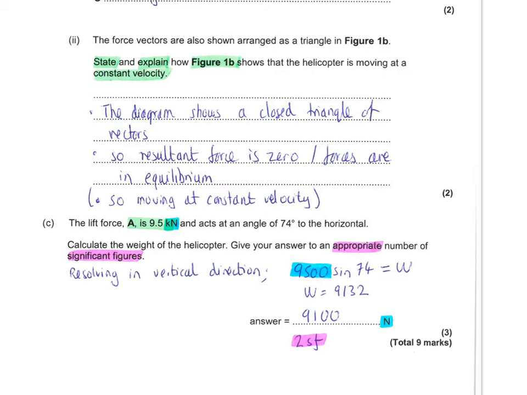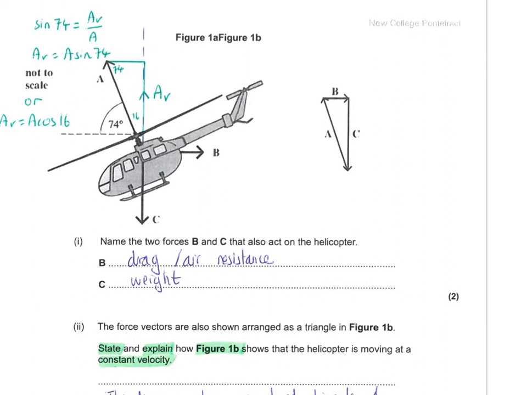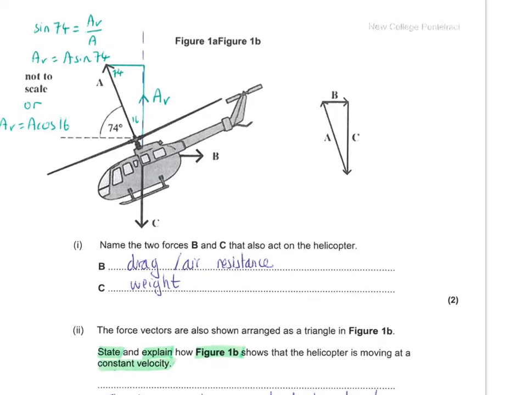Next, we're told the value of the lift force as 9.5 kilonewtons, and we're pointed to the angle that it's acting at, 74 degrees to the horizontal. We now need to calculate the weight of the helicopter. To do this, we need to resolve forces in the vertical direction. The drag will have no impact in the vertical direction whatsoever, so we only need to consider the lift and the weight. The vertical component of the lift will be equal and opposite to the weight.